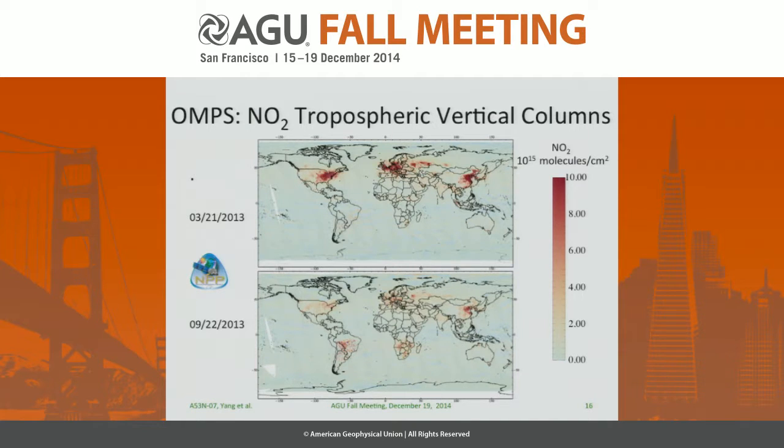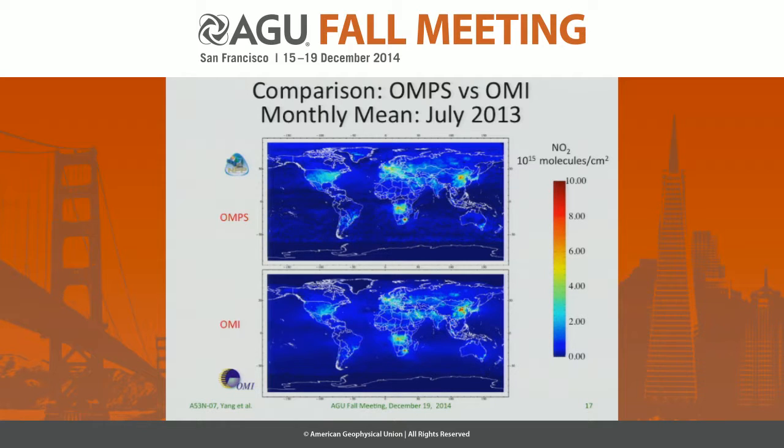And one thing you can notice is that there's no cross-track striping in these instantaneous plots. Compared to OMI, you would see that they need additional destriping. With our soft calibration, which is done at the radiance level, all those artifacts are removed. We don't have to do destriping anymore.